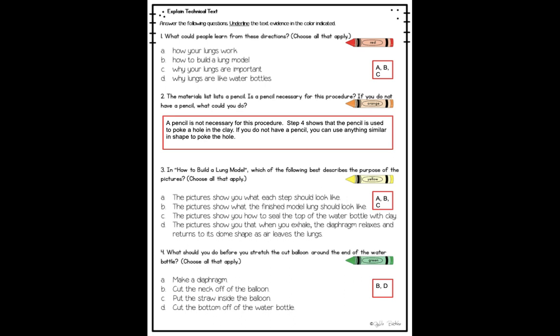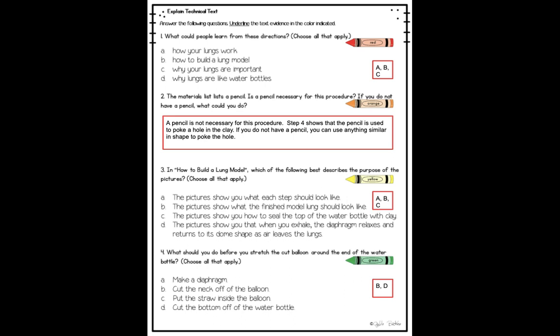Question 3, it says, which of the following describes the purpose of the pictures? And again, I could choose all that apply. I chose A, B, and C. They do show me what each step should look like. They do show me the finished lung model. And they do show me how to seal the top with clay. They don't show me that when I exhale, the diaphragm relaxes and returns to its dome shape as it leaves the lungs. I read that part. That would be the text, but the pictures don't show me that. That's why I left that one out.